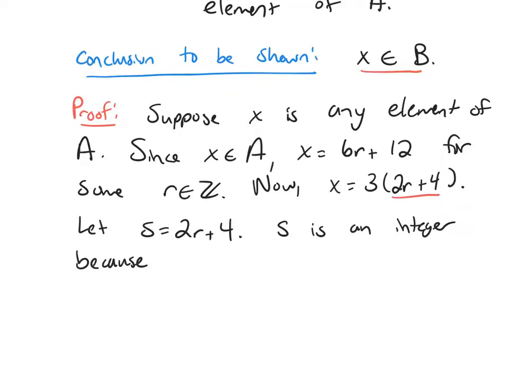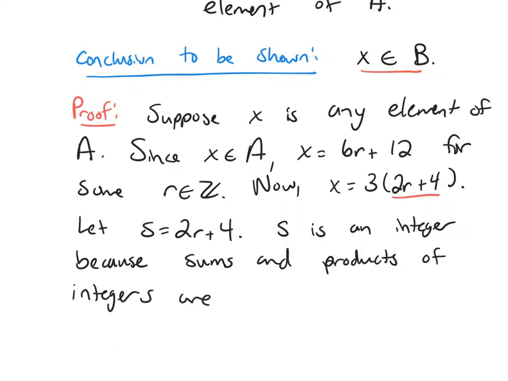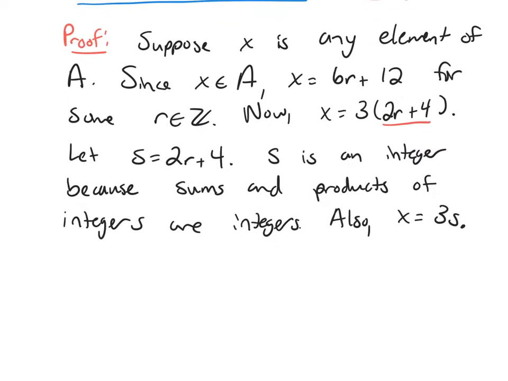because sums and products of integers are integers. Also, x equals 3 times s now. And that's exactly what we needed to get to say our conclusion: x is in B. And this completes our proof, so I'll put a square here to indicate that my proof is complete.